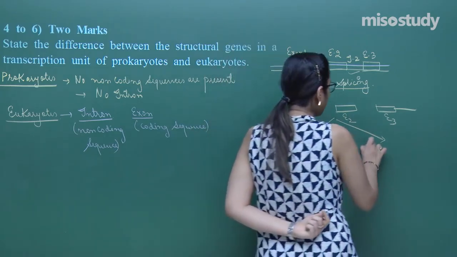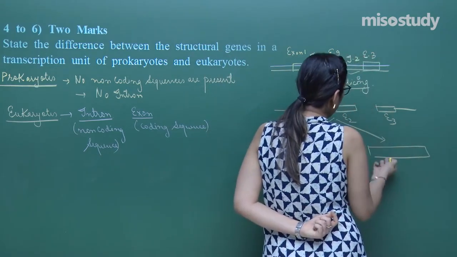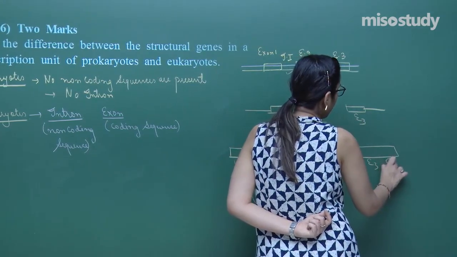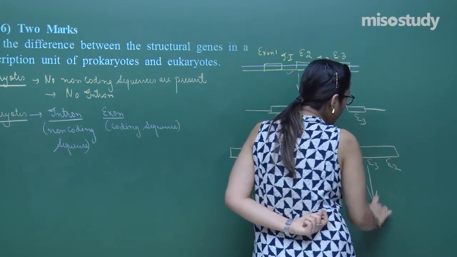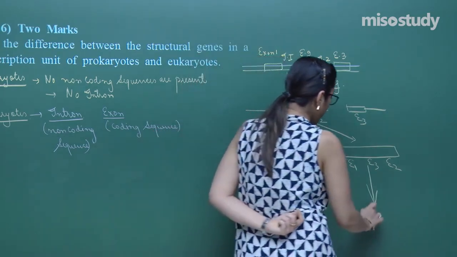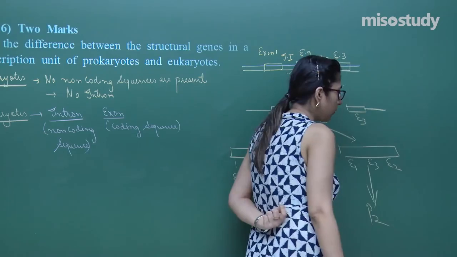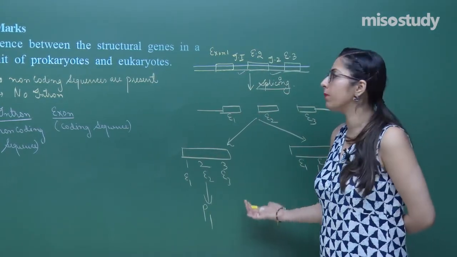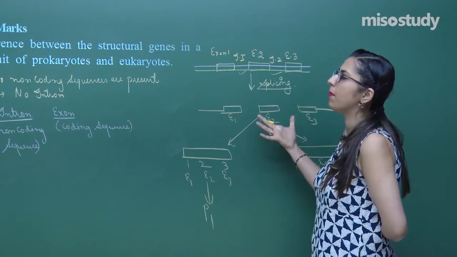Let's talk about a situation in which there is a first E1 formation, after that the E3 is there and the E2 is there. When they translate into a protein, a different type of protein will be formed, that is called P2. So, hope you are getting what I am trying to say. A different kind of protein can be formed from the same mRNA.